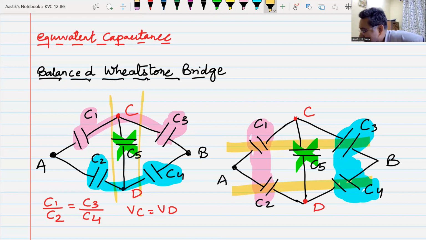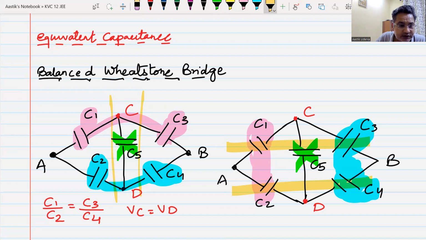and that will help us in solving any questions on these five capacitors if they form a balanced Wheatstone bridge. If they do not form a balanced Wheatstone bridge, then the question will be solved in a different way. So this is one trick that you must remember whenever you are tackling any question on the equivalent capacitance. Everyone noted this down?